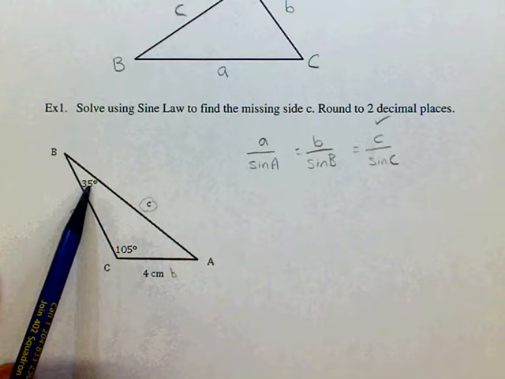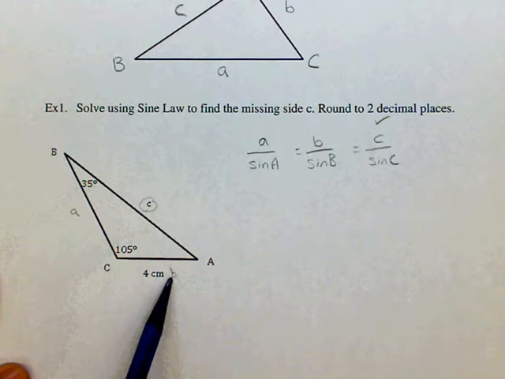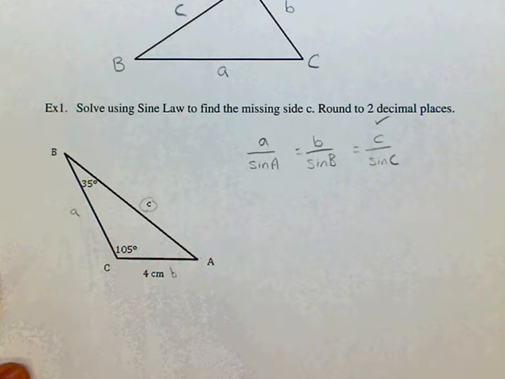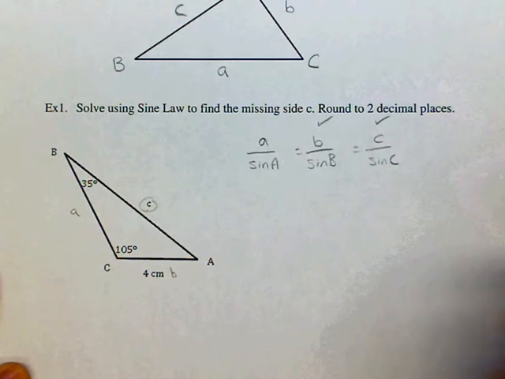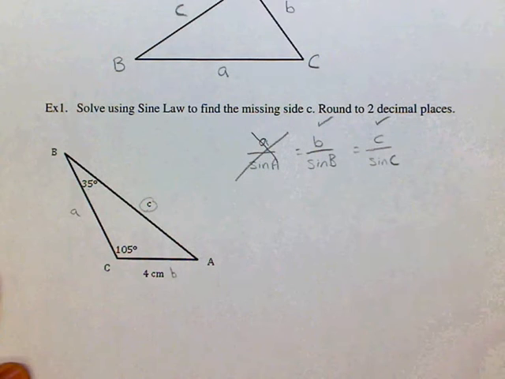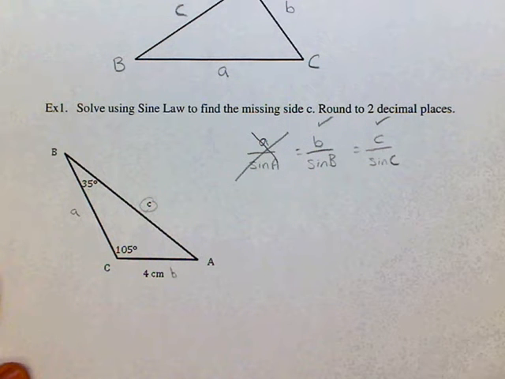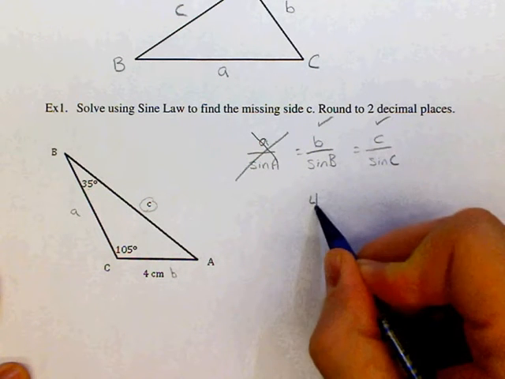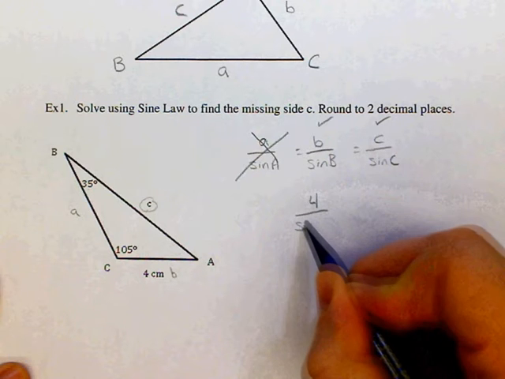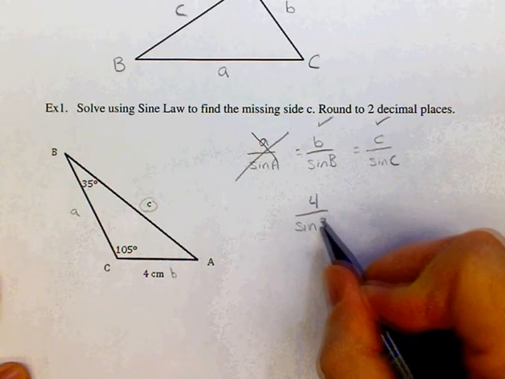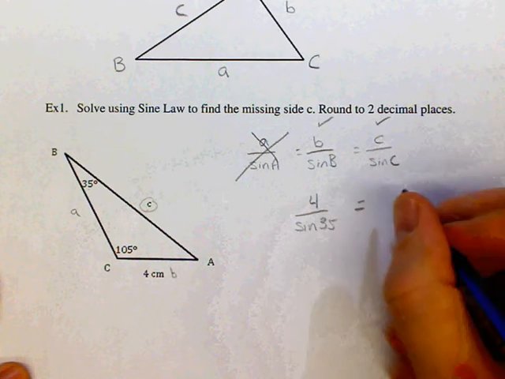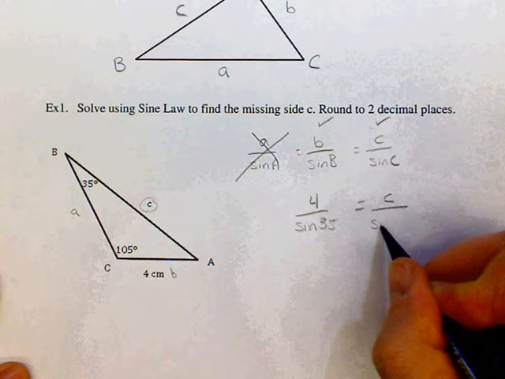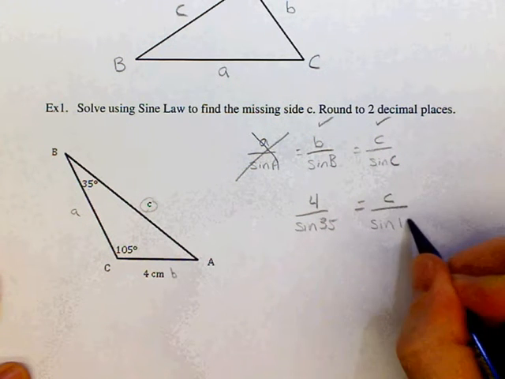I know angle B to be 35 and side b to be 4. I don't know a and I don't know A. So I'm going to choose to work with the b's. Right away I'll cross out my a's. Don't need it. Let's plug in my information. Little b is side b, so that is 4, over sine of 35 equals, well, I'm looking for little c, over the sine of 105.